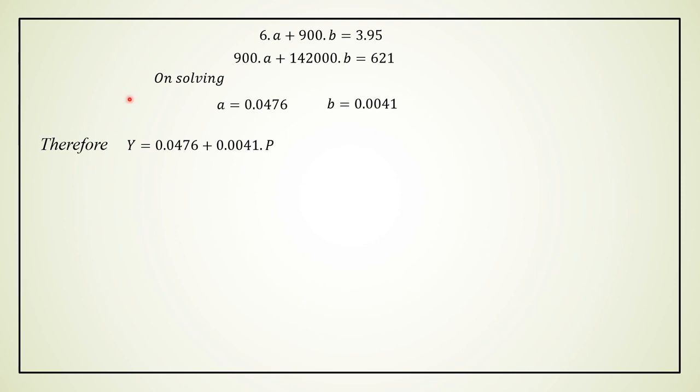So just substitute the values of A and B. Therefore, you have Y is equal to 0.0476 plus 0.0041 P. Also, they have expected you to find the value of Y when P is equal to 150. So just substitute the value of P is equal to 150 in the above equation, so that you are going to get the value of Y to be equal to 0.6626. Okay, that completes the problem.